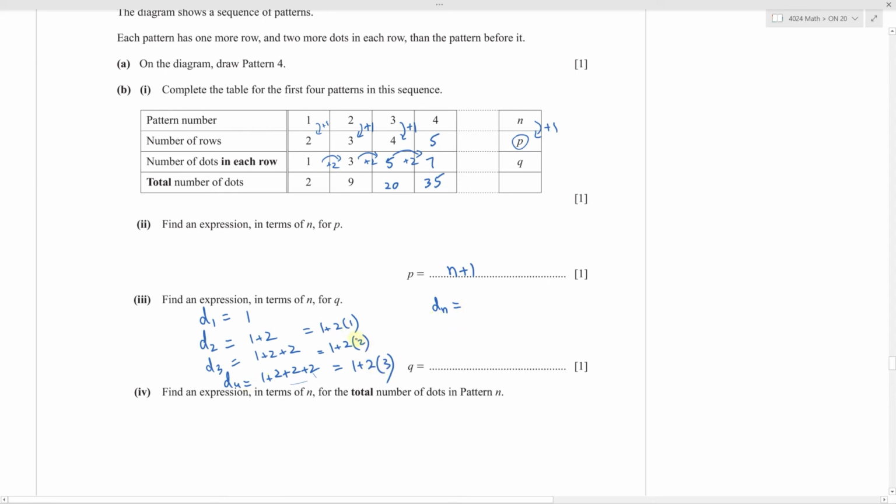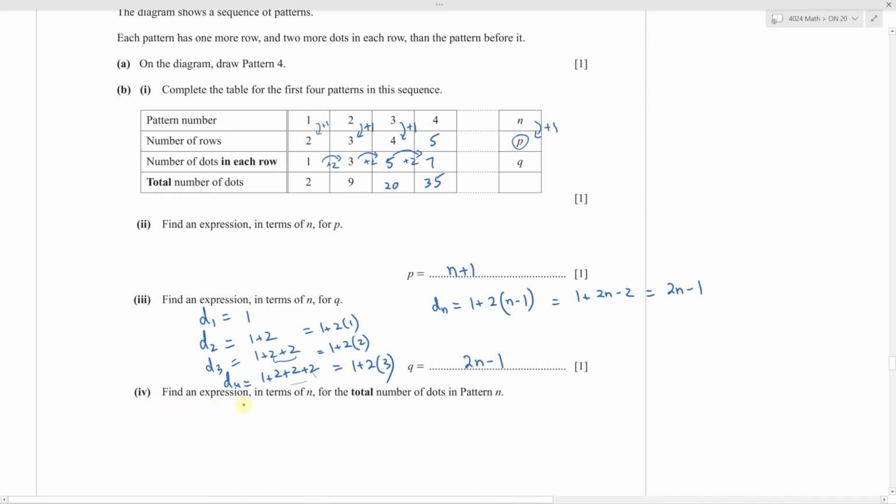So if you look at this number here, 2 is being multiplied by 3 in the fourth pattern. So there are 3 2's in fourth pattern. There are 2 2's in 3 pattern. There is 1 2 in second pattern. So each time the number of 2's here is 1 less than the pattern number. So this is 1 plus 2 times pattern number n, so n minus 1. So this number is always 1 less than this number here. So this will give you 1 plus 2n minus 2, which is, so minus 2 plus 1 will be minus 1. So this will be 2n minus 1. So your answer here is 2n minus 1.